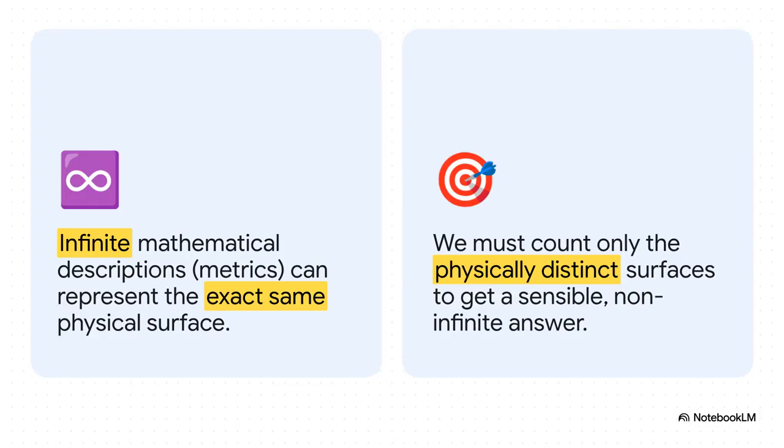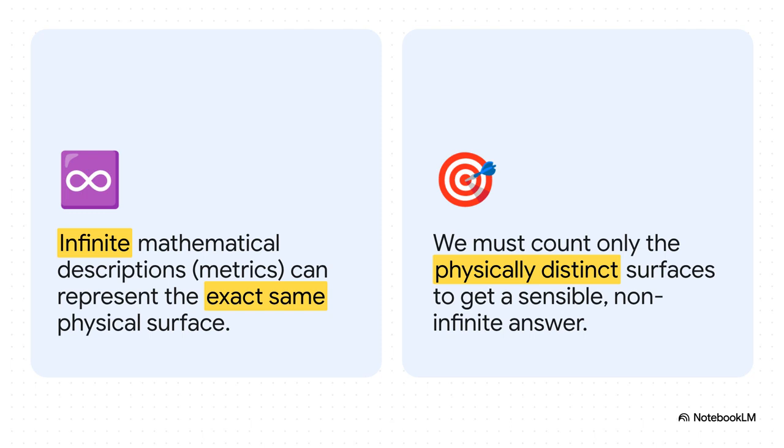And this gets to the absolute heart of the problem. The math gives you an infinite number of ways to describe the exact same physical shape. Imagine you're describing a basketball. You could put your coordinate system here or there, you can rotate it. You have an infinite number of mathematical descriptions, but it's still the same basketball. The path integral, if you just let it run wild, tries to count every single one of those descriptions as a different history. And that gives you infinity, which is, well, it's just wrong.